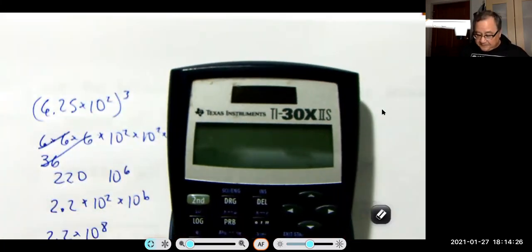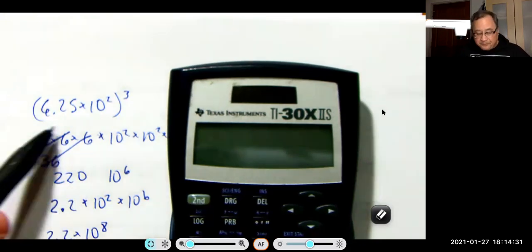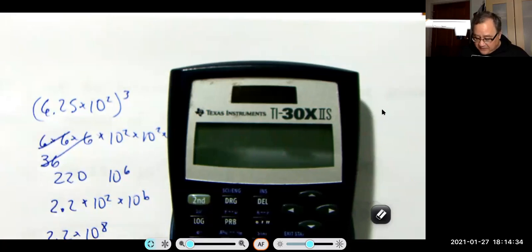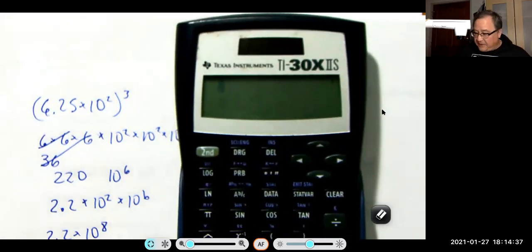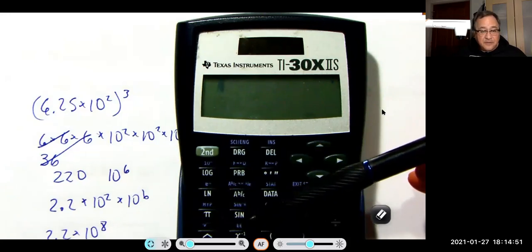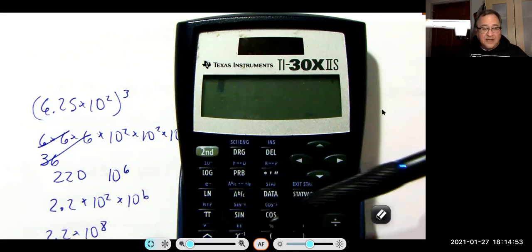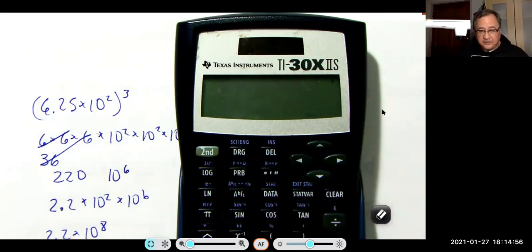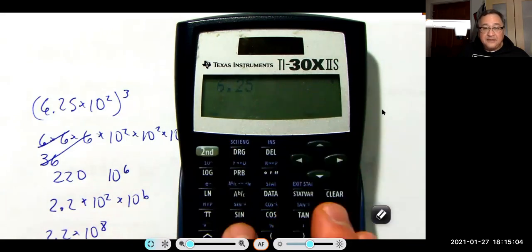I'm going to turn it on. And when I see a number in scientific notation like this, I use this button right here. And let me focus. Okay, at the tip of my pen, you can see an EE there above my x to the -1. I like to use that button for scientific notation. So I type in 6.25, and to get that EE button, I hit the second button, EE.